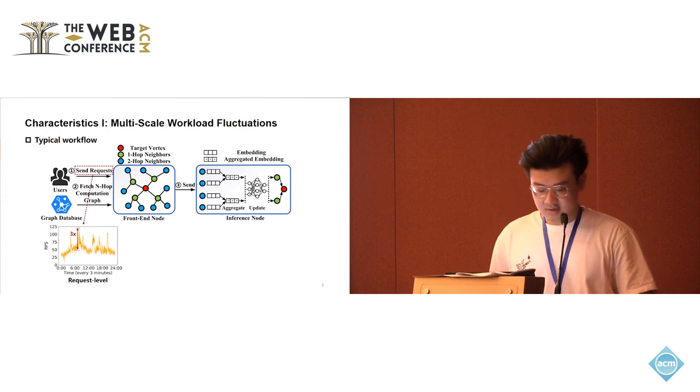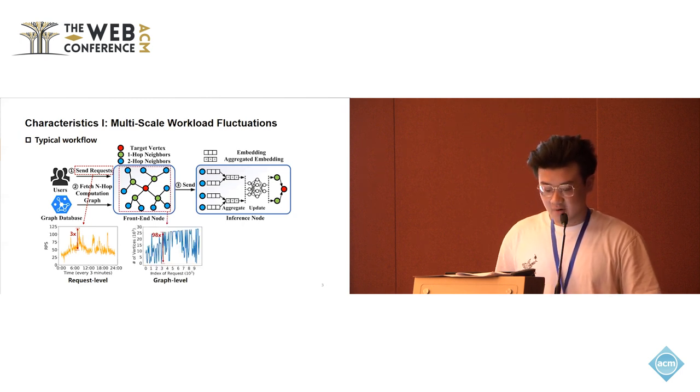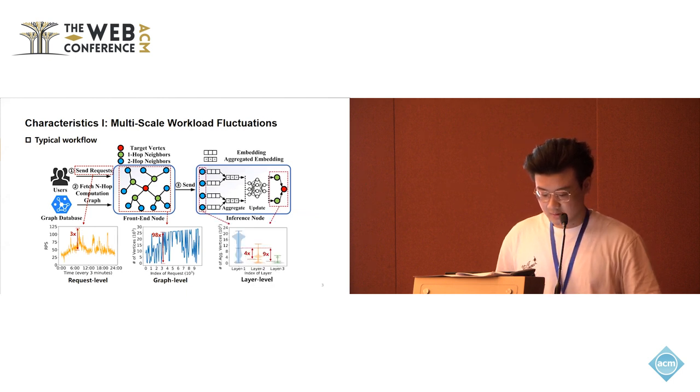Request-level fluctuations are represented by burstiness in requests per second. Graph-level fluctuations consider the size of the computation graph. Layer-level fluctuations concern the number of vertices at each GNN layer. These fluctuations can be significant even in a short period.